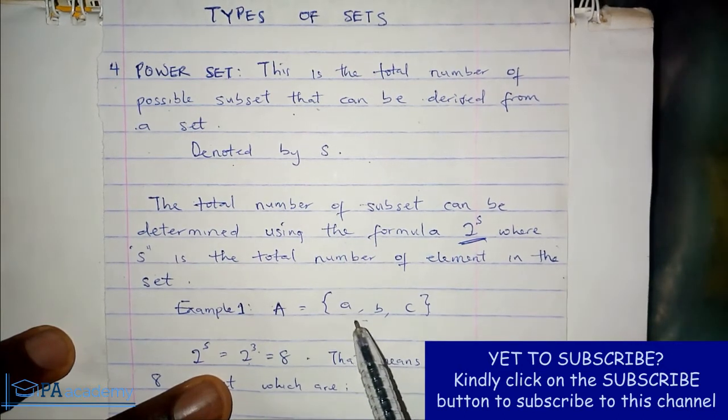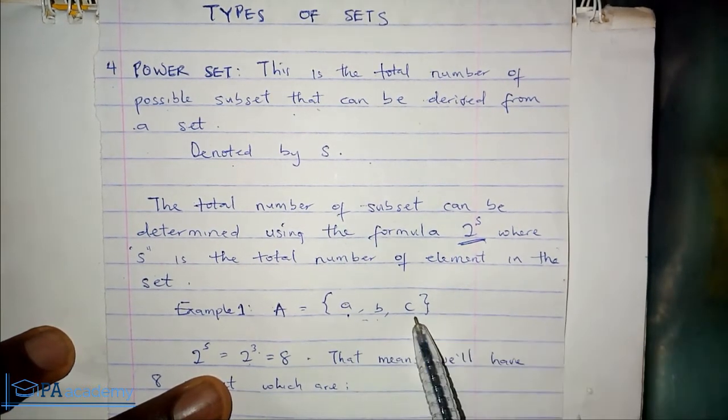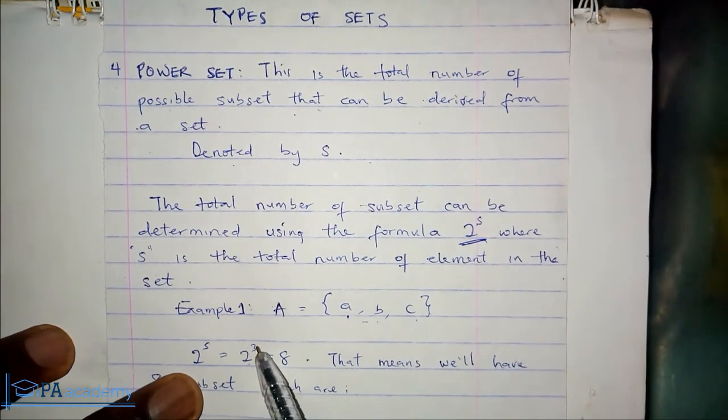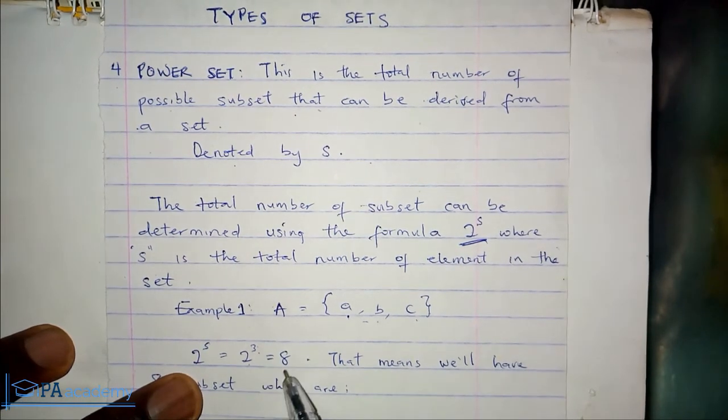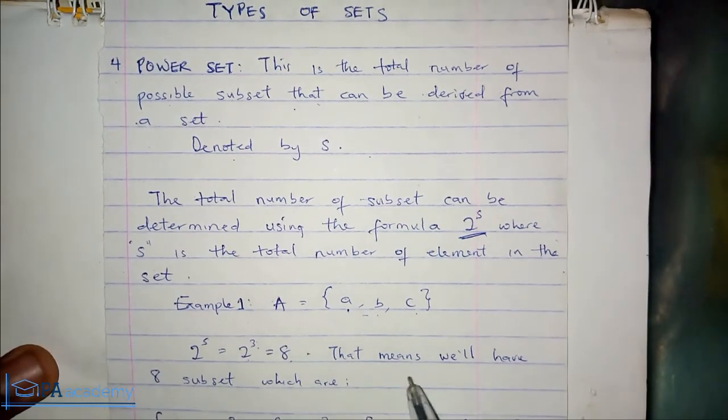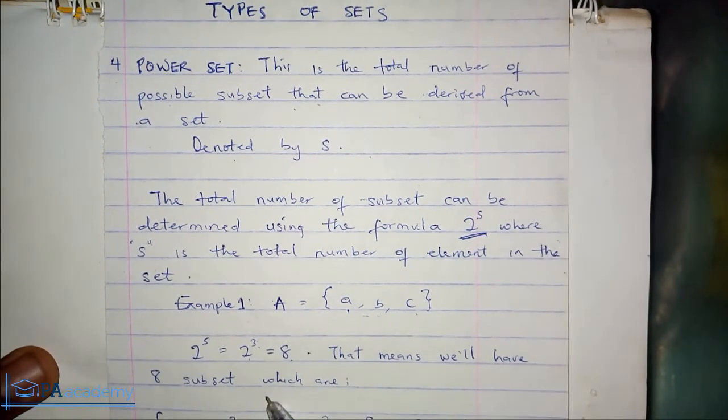How many elements do we have here? We have 1, 2, and 3. So there are 3 elements. So that will be 2 raised to power 3, and that's 8. That means we'll have 8 subsets.